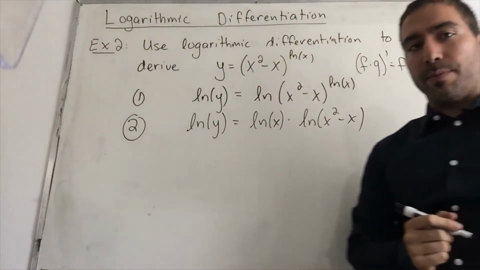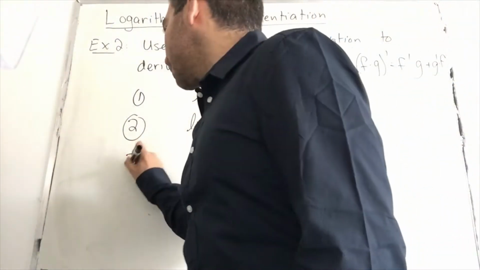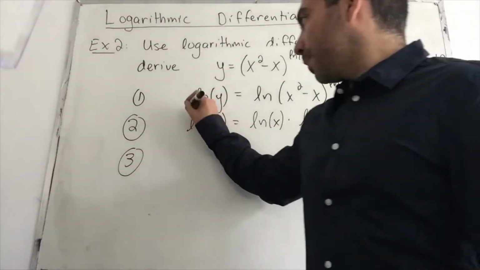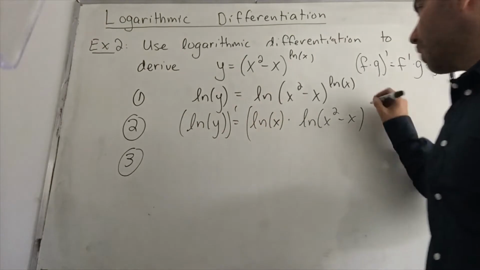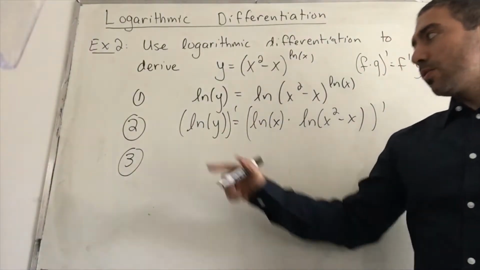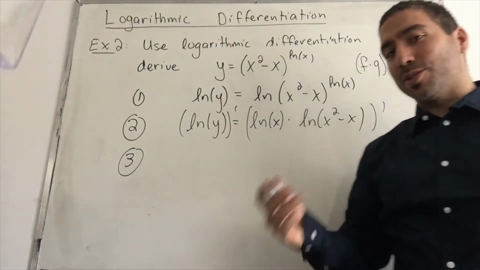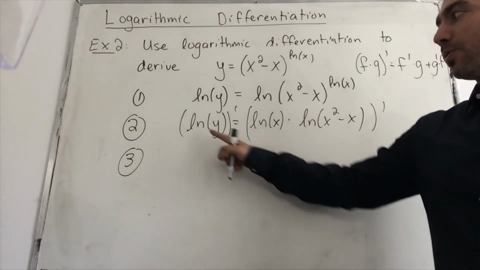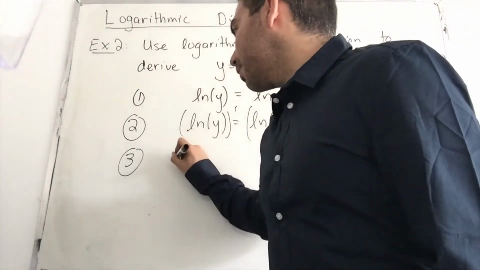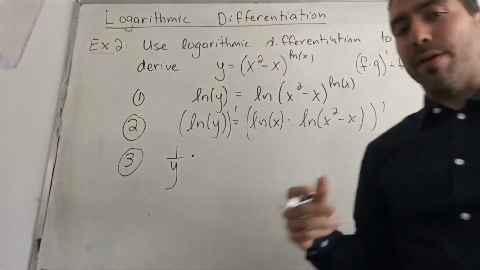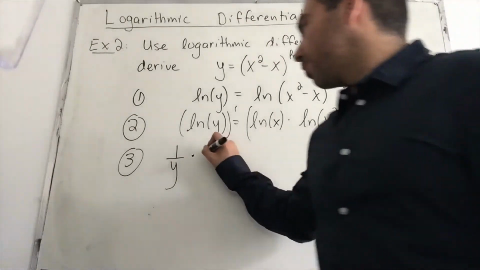Now we're ready to differentiate implicitly, so let's take the derivative on both sides. I'm going to use prime notation. Just keep in mind that we're differentiating with respect to x. So the derivative of ln of y, we saw it earlier, is 1 over y. And thanks to the chain rule, because we're differentiating with respect to x, we multiply by y prime.